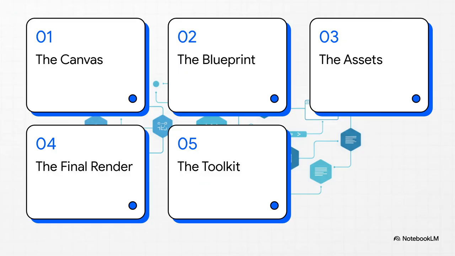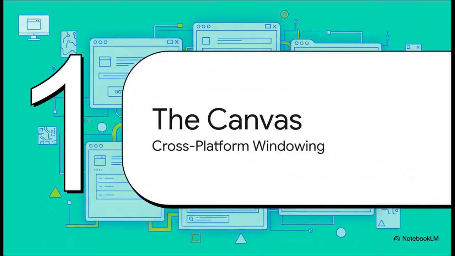We're going to trace the full journey from a single line of your code all the way to the final pixels on the screen. We'll kick things off with how a window even gets created, then dive into how the layout is planned out, how assets like fonts get prepped, how it all gets rendered, and finally, how the whole project gets documented and shipped. Okay, let's get right into it.